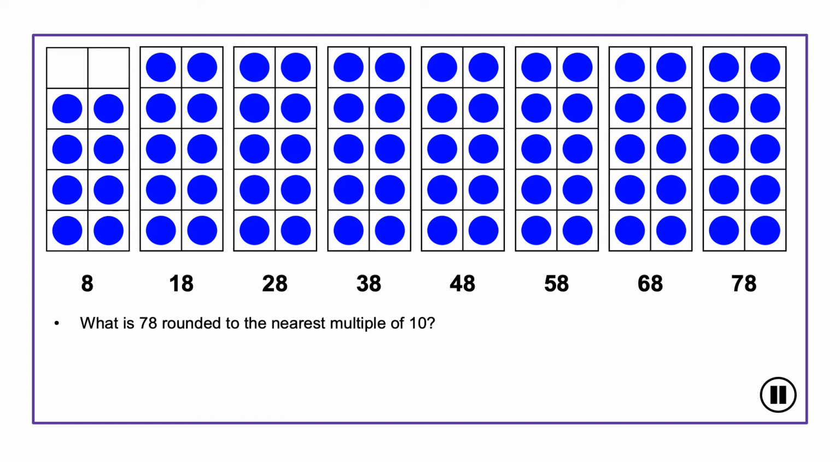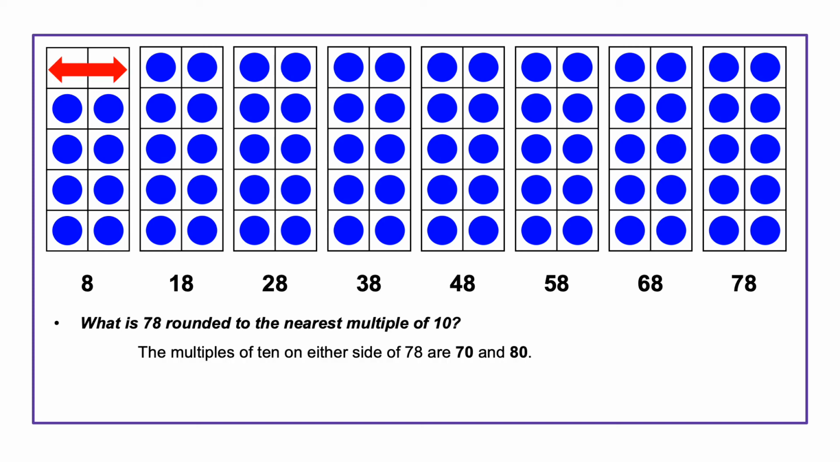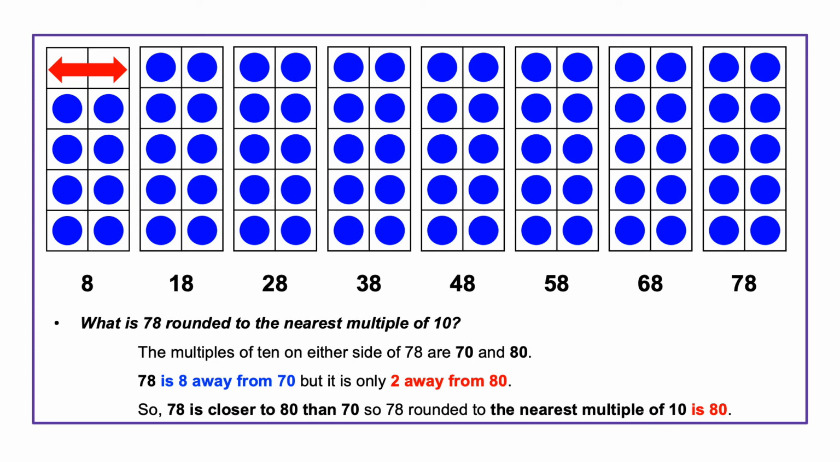What is 78 rounded to the nearest multiple of 10? The multiples of 10 on either side of 78 are 70 and 80. 78 is 8 away from 70, but it is only 2 away from 80. So 78 is closer to 80 than 70. So 78 rounded to the nearest multiple of 10 is 80.